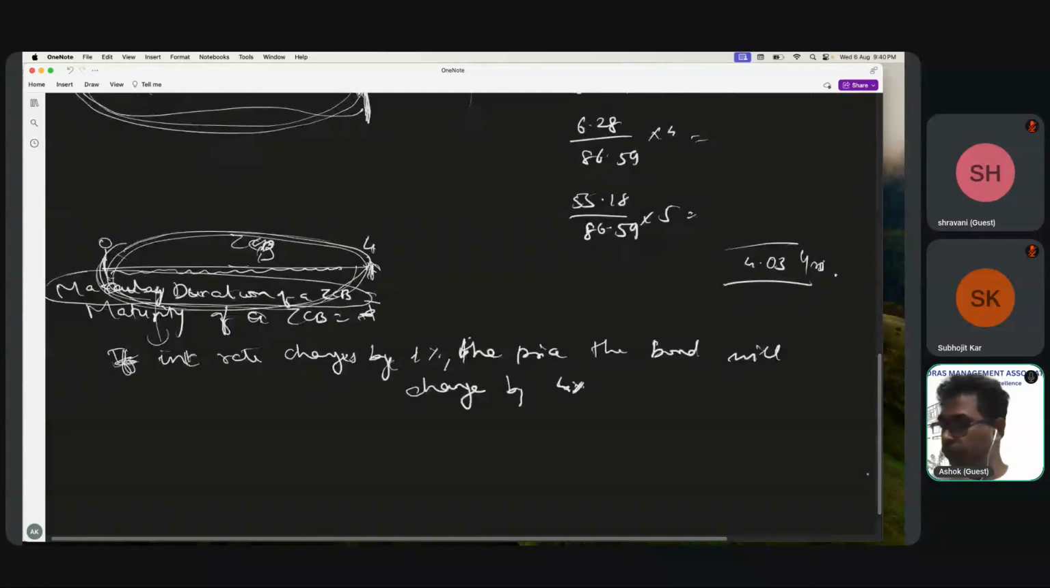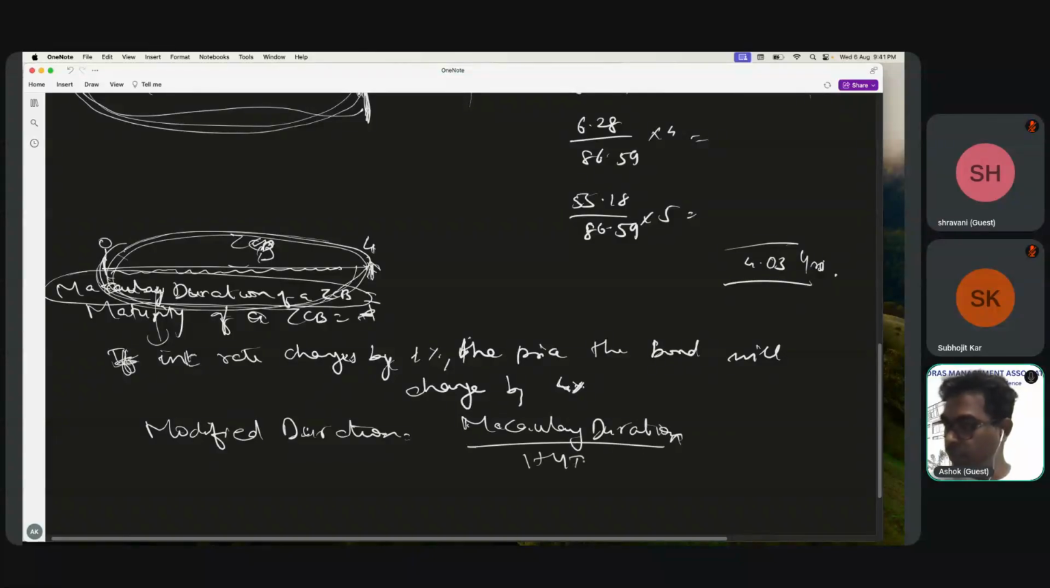What is the present value of that 4%? That present value of that 4%, we call that as what? Modified duration. So modified duration is equal to Macaulay duration divided by 1 plus YTM. When we take the present value, we are treating this zero coupon bond as a 1 year bond kind of thing, because there are no other cash flows in between.